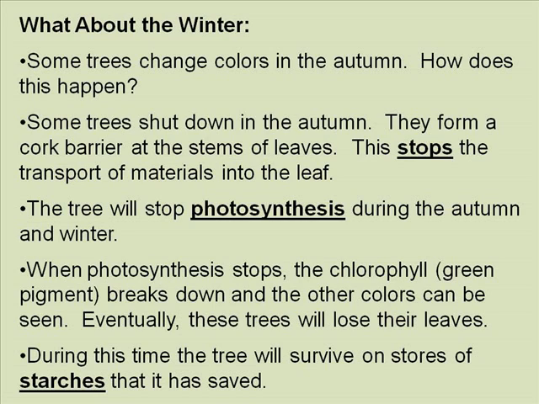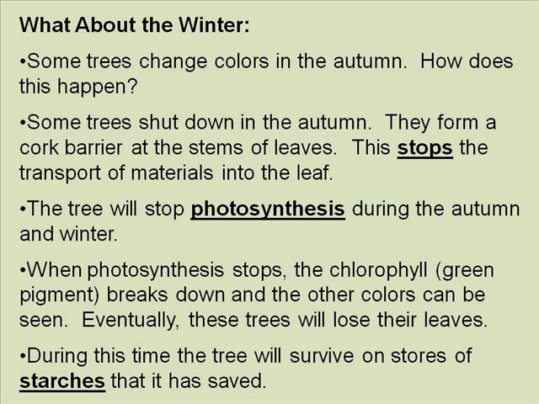So the chlorophyll that's in plants is going to start to break down. So the leaves are going to change color because the green pigment is breaking down, and it's letting all those other colors that are always in a leaf, you just can't see them, get a chance to shine through right before the leaf dies and falls off the tree. So during the winter, the trees will survive on their starches that they have saved up in the roots and the stems.